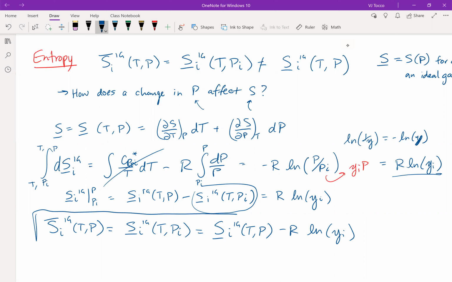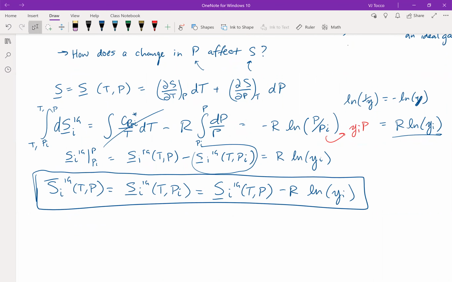So this is my final expression for entropy. This is partial molar entropy for an ideal gas. Partial molar entropy of component i in an ideal gas mixture.